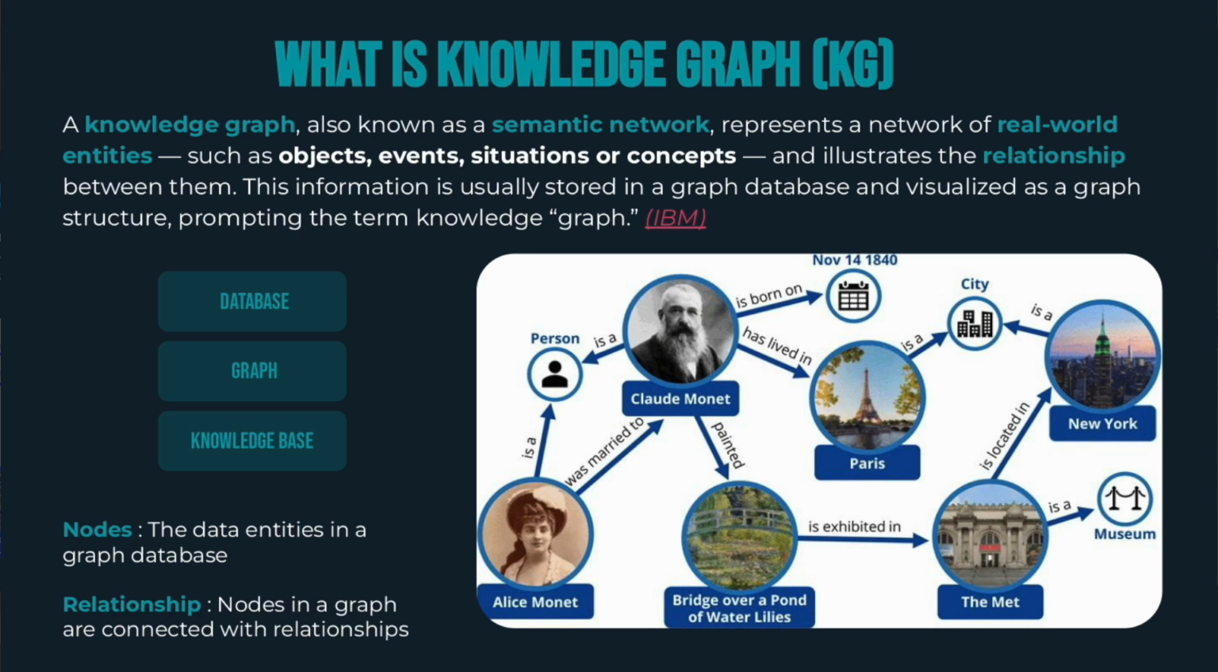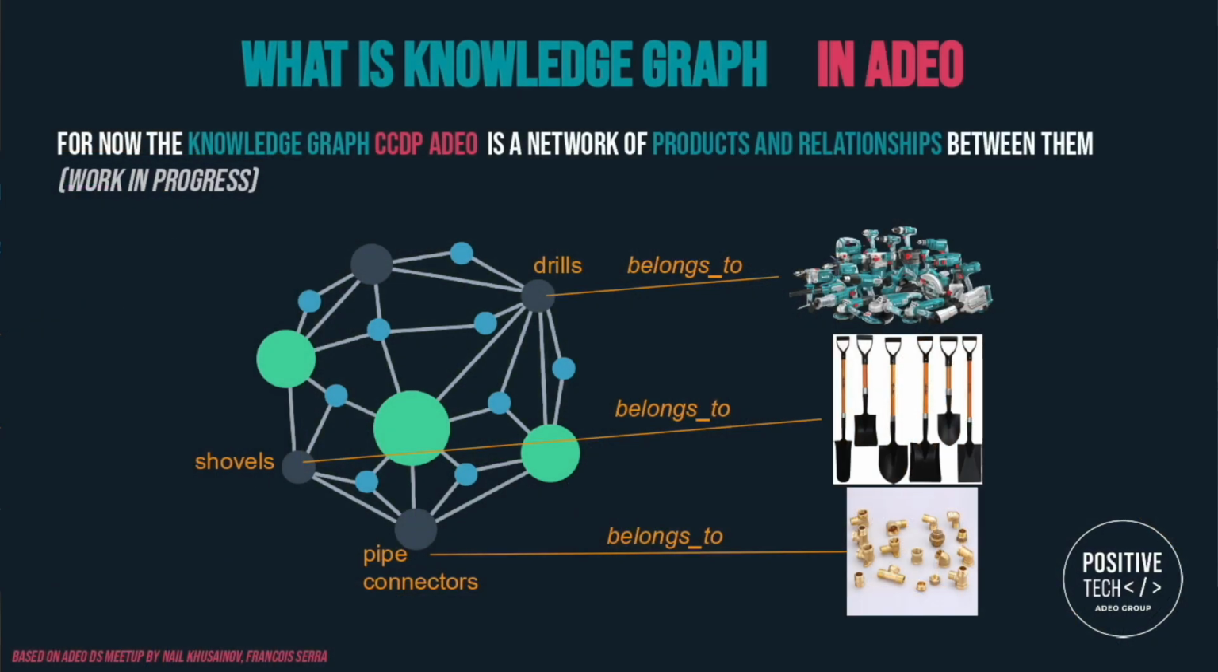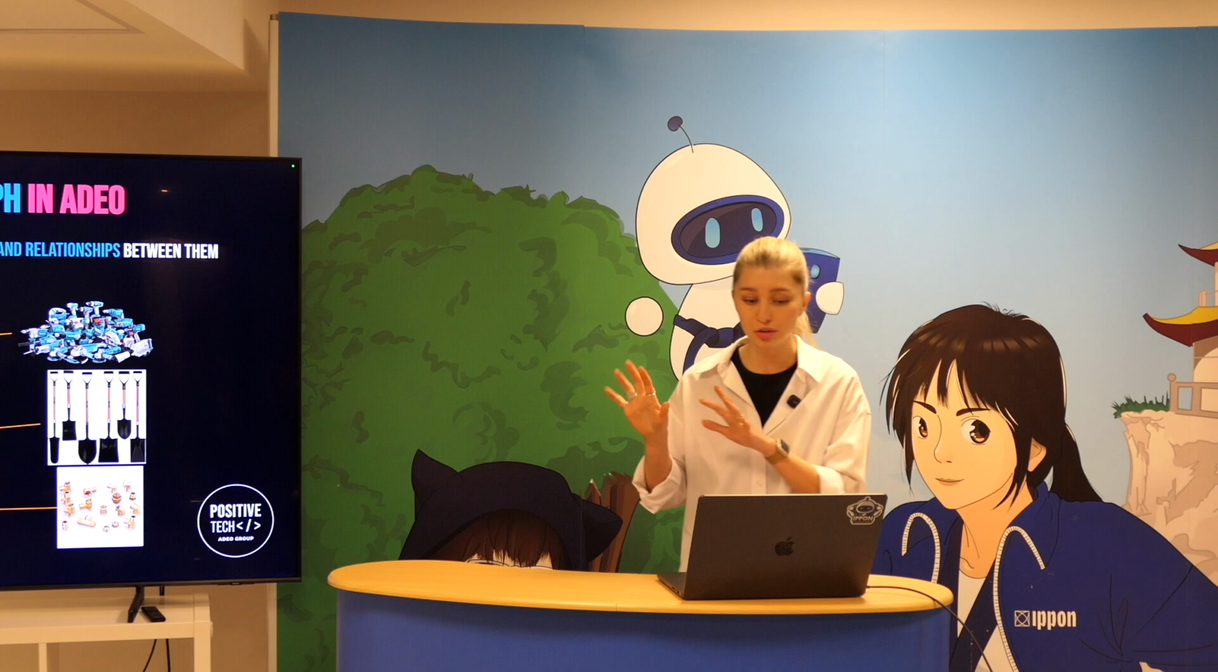And we are talking about three main points. It's database, it's graph, and it's knowledge base. This is a simple example of what is knowledge graph in DIY world. So this is an example of our CCDP knowledge graph. It's a product and relationships between them. Of course, this work is in progress. So you can see how products potentially can connect with each other.